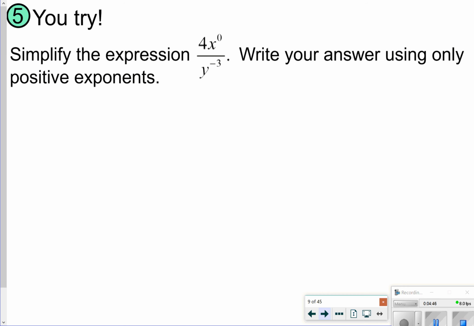Here's number 5. So this one's a little bit more challenging. We're going to see another challenging one on the next slide too, for number 6, which is your last one. This one has 4x to the 0 power over y to the negative third. The 0 is only with the x, so just keep that in mind, and the negative 3 is only with the y. So just make sure your exponents are always the numbers that are right next to the number or the letter. Let's go ahead and pause here so you can try number 5, and once you're done, click play to check your answer or see how it's done.